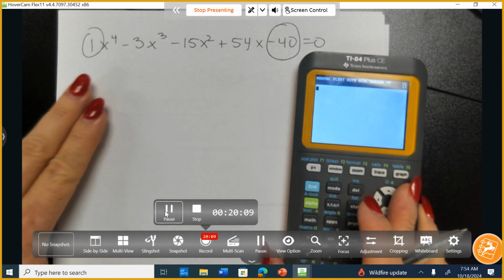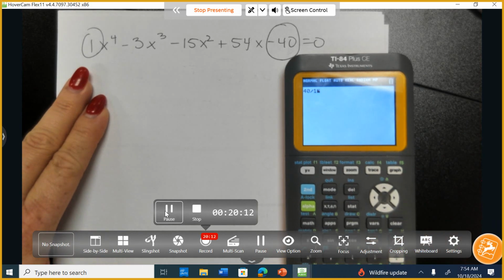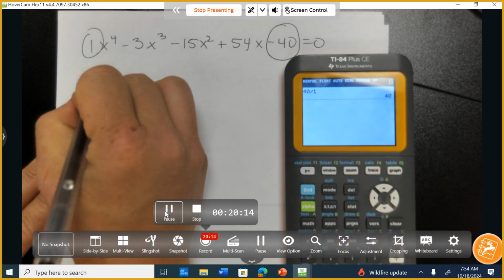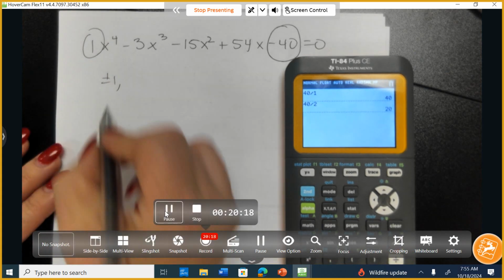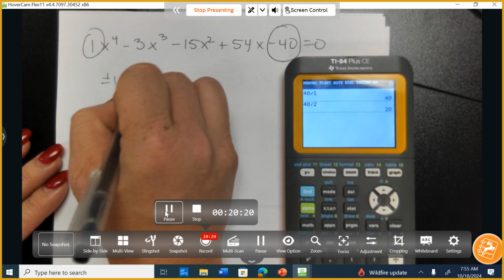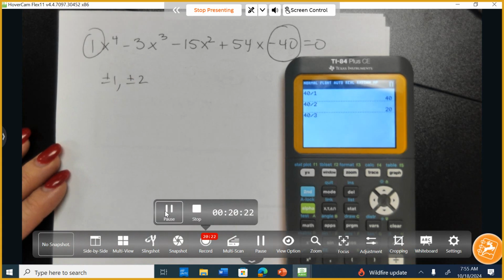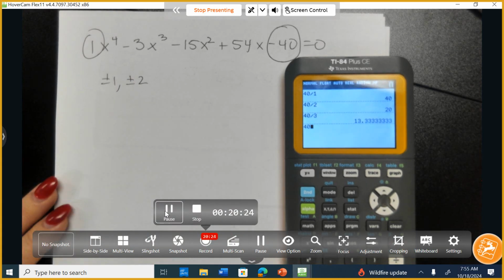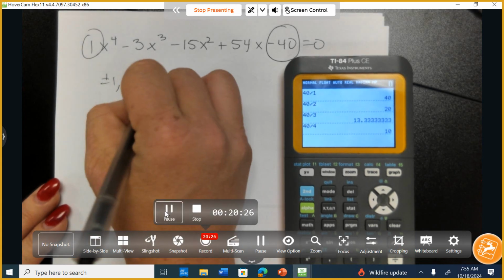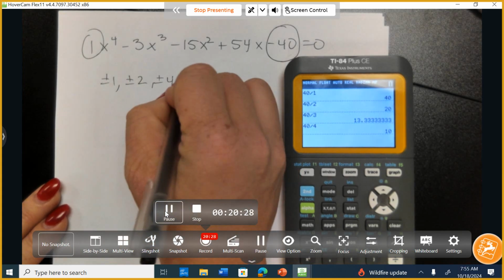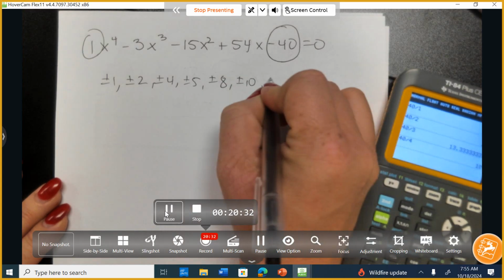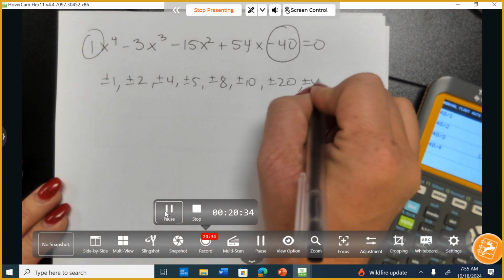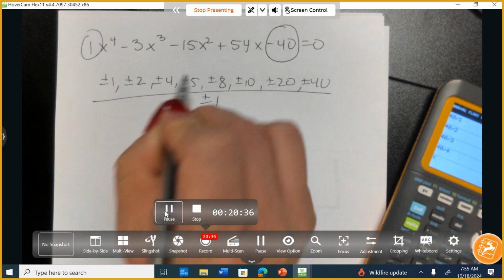It means I'm going to take this and I'm going to go, okay, 40 divided by 1. It's a nice integer, so I'm going to test positive and negative 1. They're factors. 40 divided by 2. Well, 40 is even, so 2 is going to work. I'm going to test positive and negative 2. But notice, 40 divided by 3 does not give us an integer. I'm going to skip it. 40 divided by 4, it works. I'm going to test 4. I'm going to test 5. I'm going to test 8, 10, 20, and 40. These are the numbers.